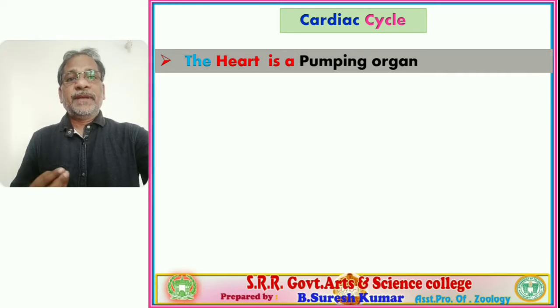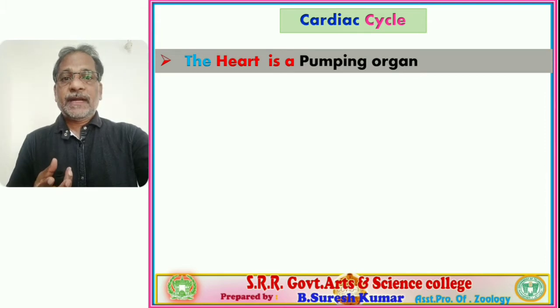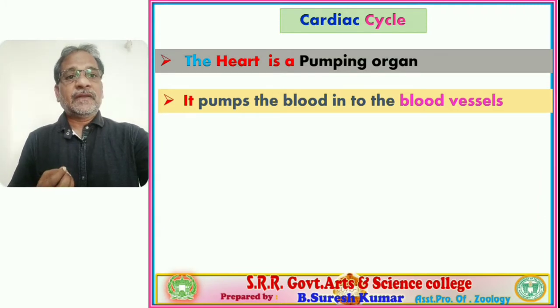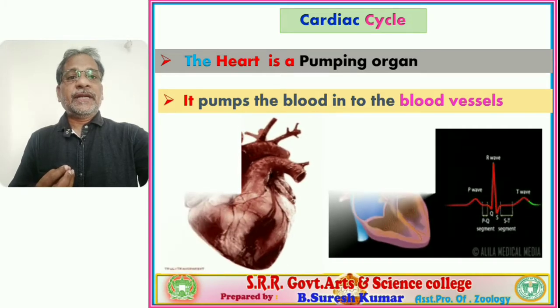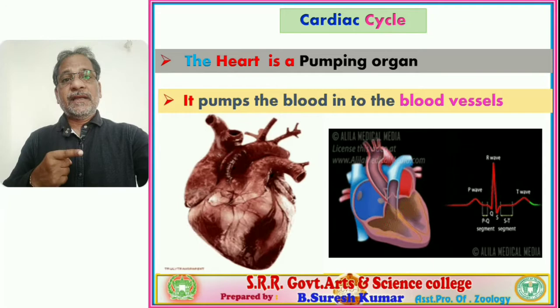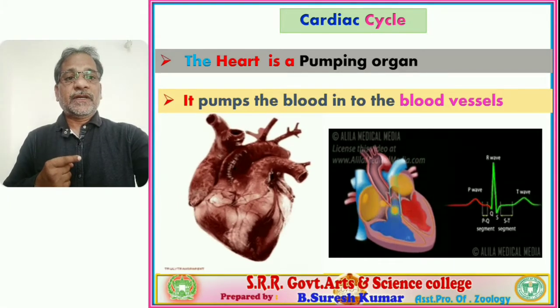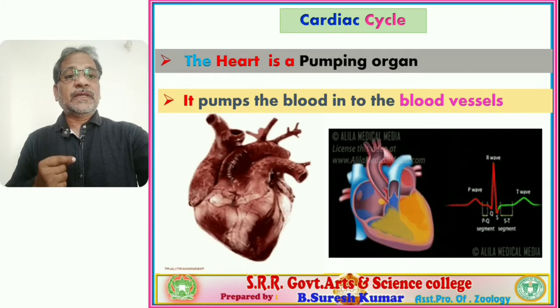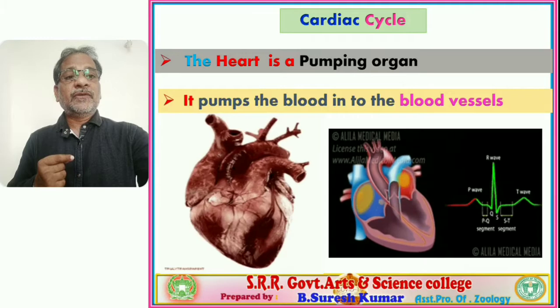The heart is a pumping organ which pumps the blood into blood vessels. For that purpose, it requires contraction and relaxation. Hence, the wall of the heart contains cardiac musculature that exhibits rhythmic contraction and relaxation. So the heart shows rhythmic contraction and relaxation like this. You observe this visual. This representation clearly illustrates the rhythmic action of the heart, that the heart shows pulsatile movement.